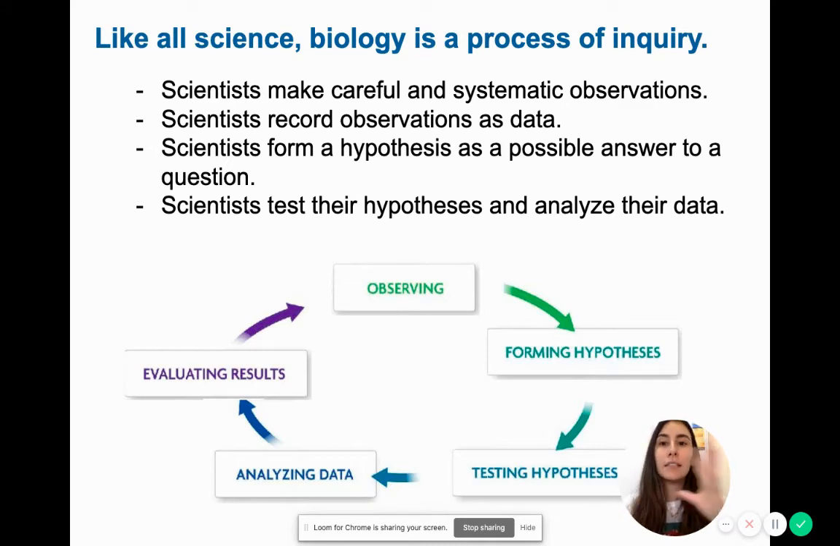It can be cyclical in the sense that you might sometimes begin with a question. You might sometimes begin with observations. Sometimes you might begin with a pre-existing hypothesis that you want to retest. So the idea is science is a process. It's not something that is so rigid. It's a process, and it can happen at any stage.